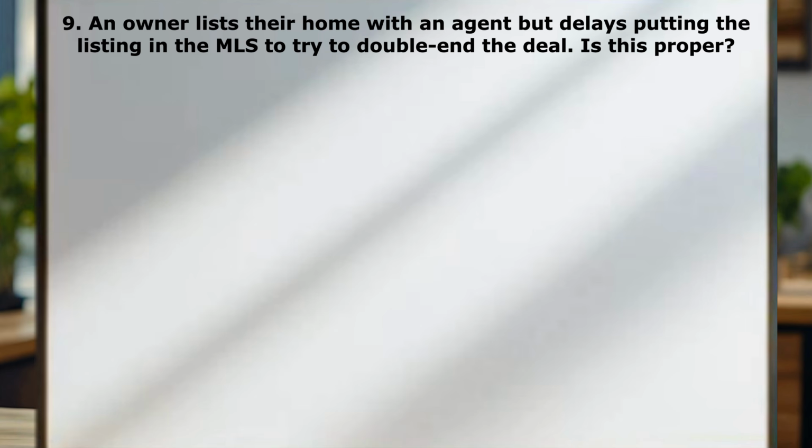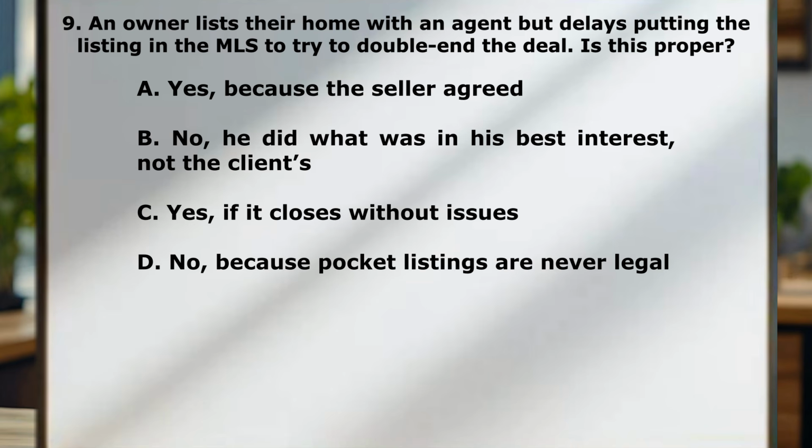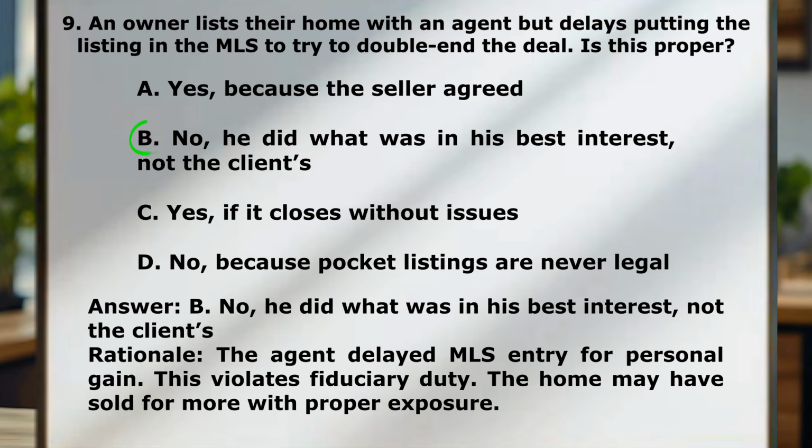Question number 9. An owner lists their home with an agent, but delays putting the listing in the MLS to try to double end the deal. Is this proper? A, yes, because the seller agreed. B, no, he did what was in his best interest, not the client's. C, yes, if it closes without issues. D, no, because pocket listings are never legal. Correct answer here is B, no.